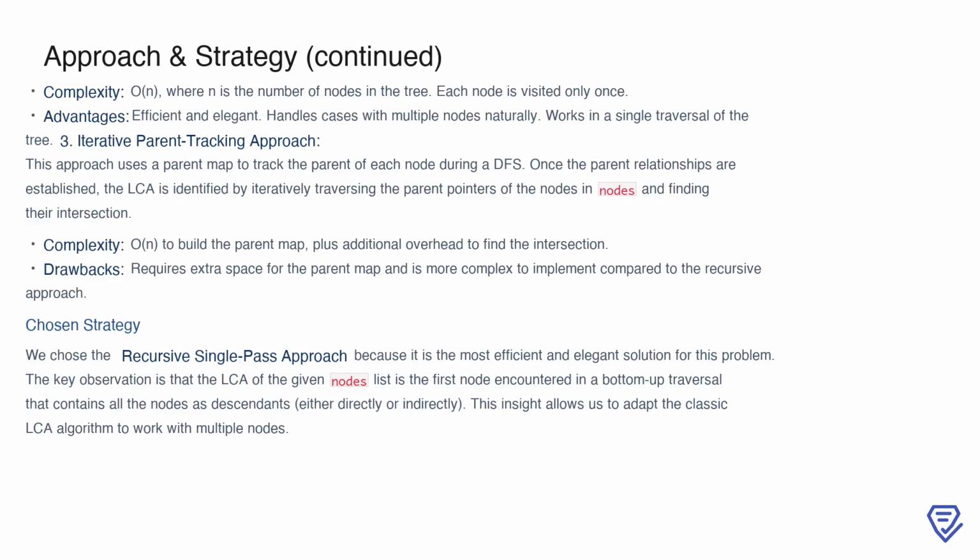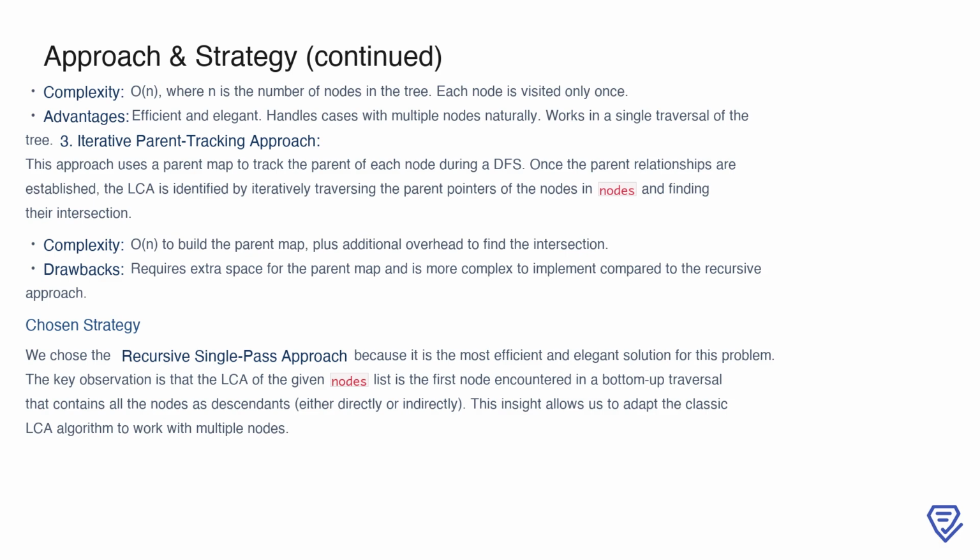Another method we considered is the iterative parent tracking approach. In this method, we perform a depth-first search to build a parent map, which tracks the parent of each node. Once this parent map is constructed, we identify the LCA by iteratively traversing the parent pointers of the nodes in the list and finding their intersection. While this approach is also efficient, with a time complexity of O(n) for building the parent map, it requires additional memory for storing the parent relationships. Furthermore, its implementation is more complex compared to the recursive approach.